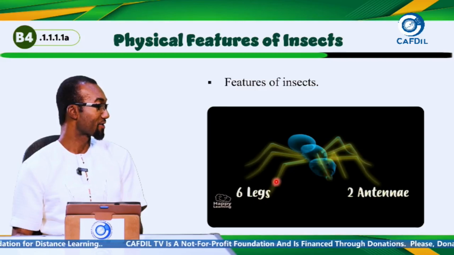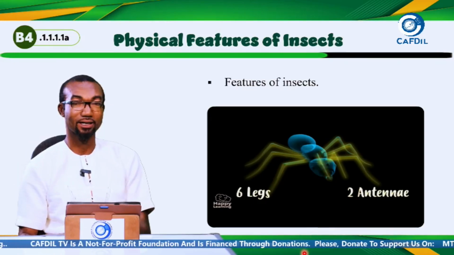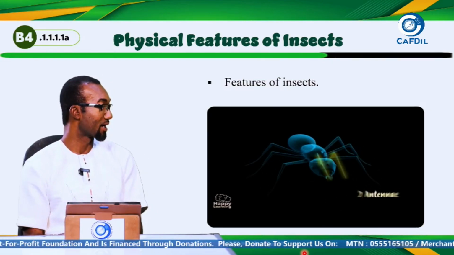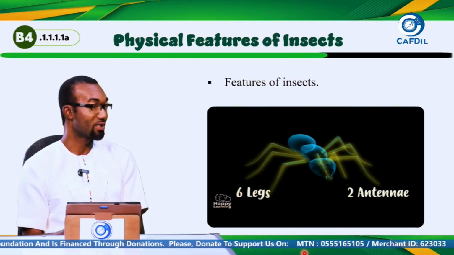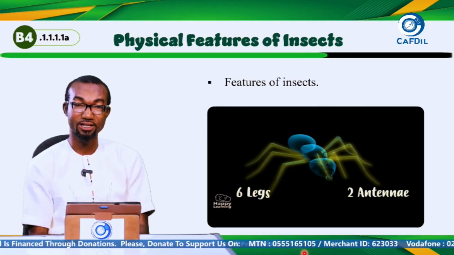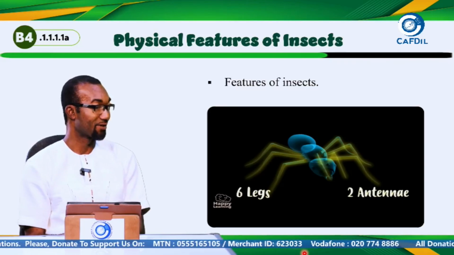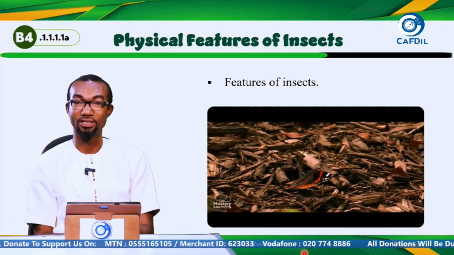They also have 6 legs as a feature, and then they also have 2 antennae that they use as sense organs. So these are some of the physical features too of insects.